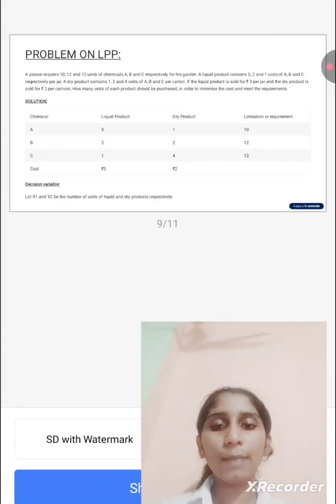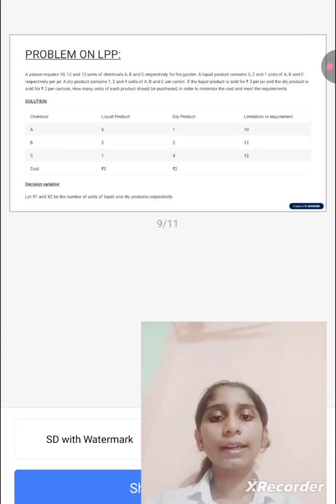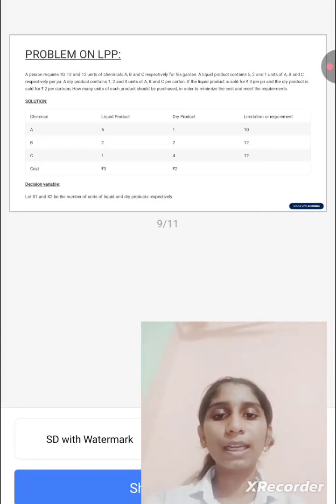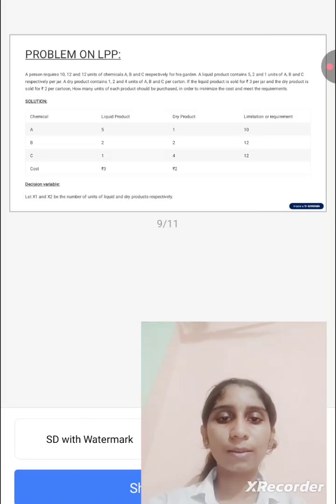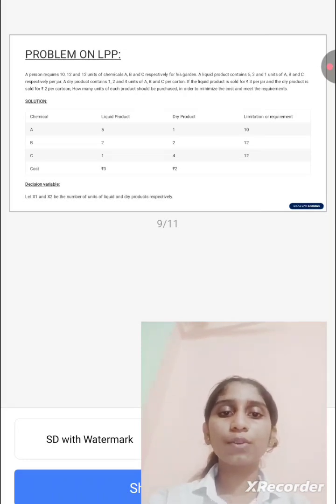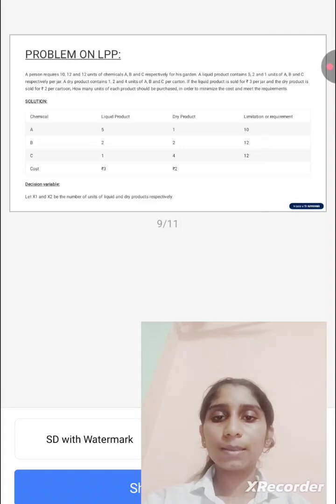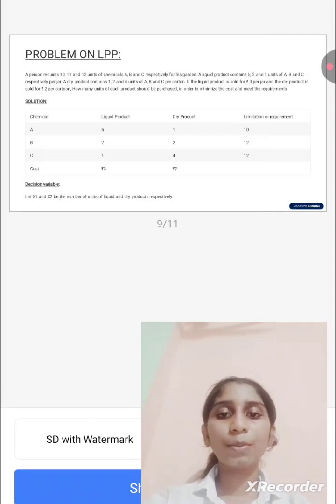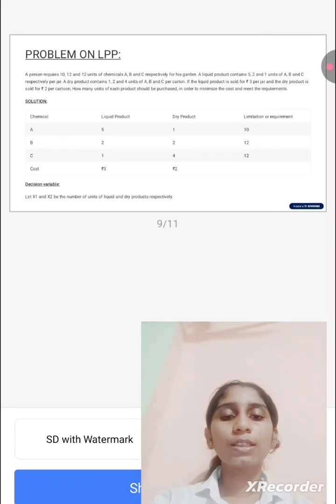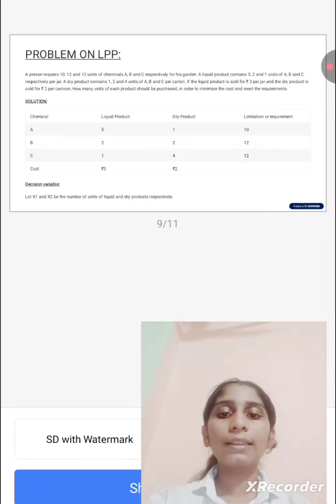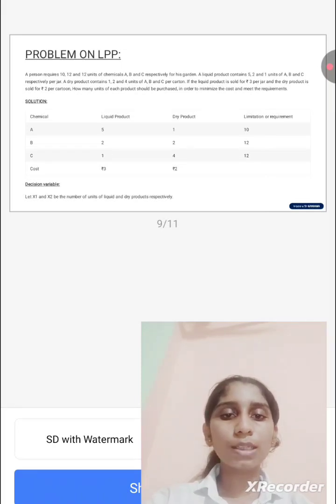Now problem on LPP. A person requires 10, 12 and 12 units of chemical A, B and C respectively for his garden. A liquid product contains 5, 2 and 1 units of A, B and C respectively per jar. A dry product contains 1, 2 and 4 units of A, B and C per carton. If the liquid product is sold for Rs 3 per jar and the dry product is sold for Rs 2 per carton, how many units of each product should be purchased in order to minimize the cost and meet the requirements?